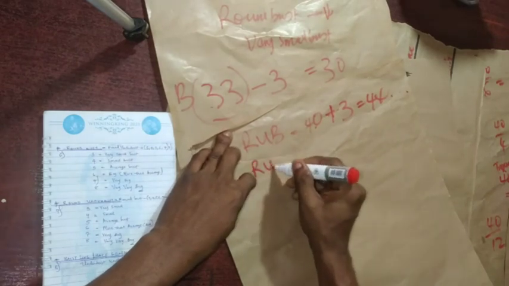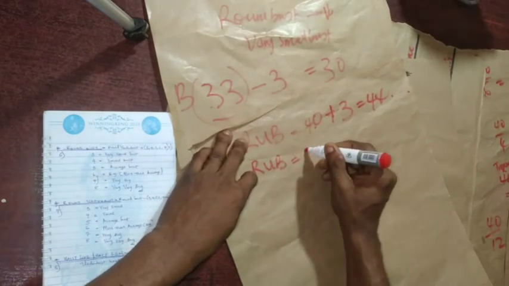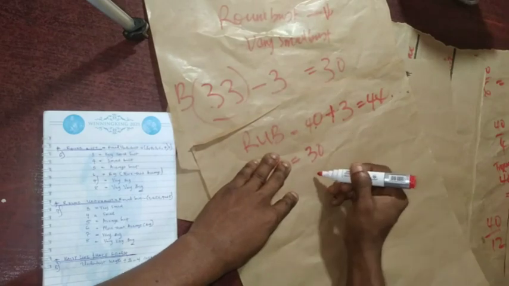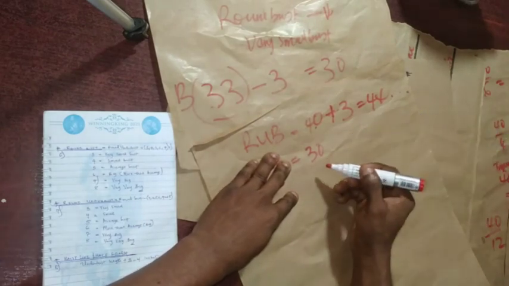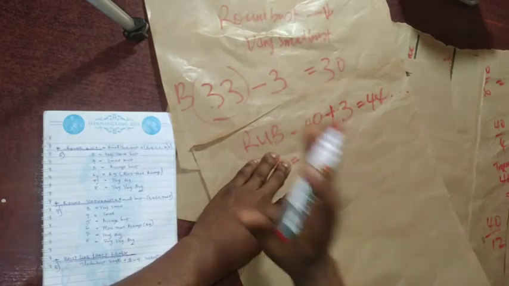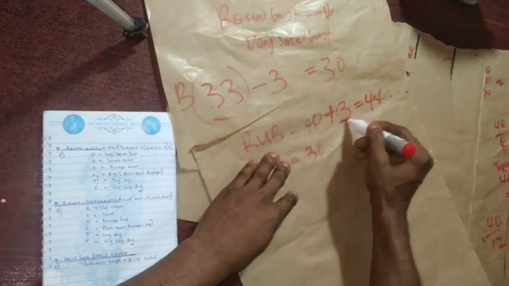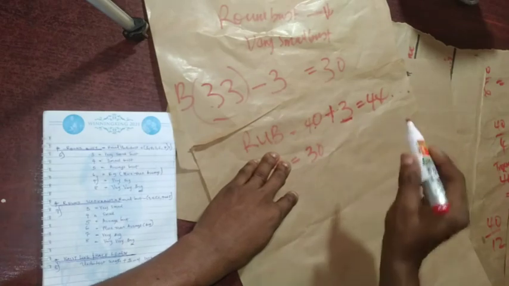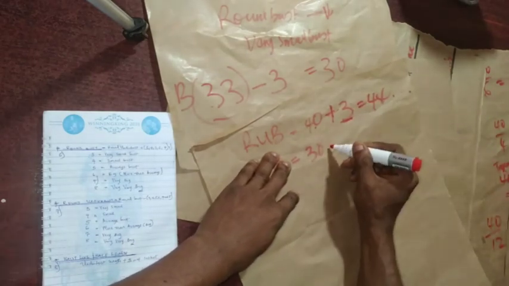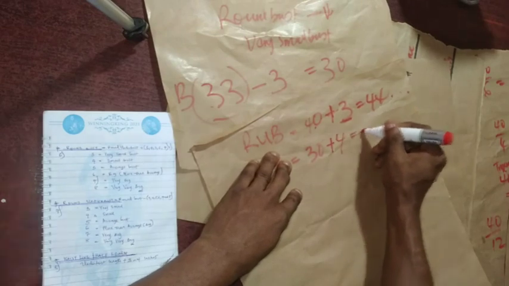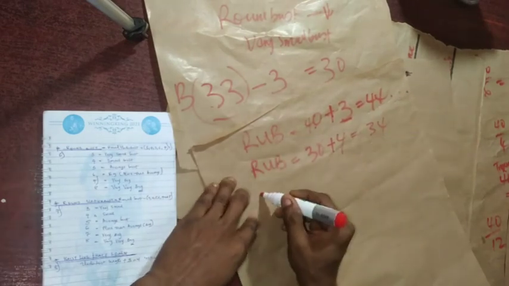If somebody has a round under bust of 30, and the person has a small breast. Remember, 3 is for very small, while 4 is for small. Now, if the person has a small breast, all you're going to do is 30 plus 4, which will give you 34.